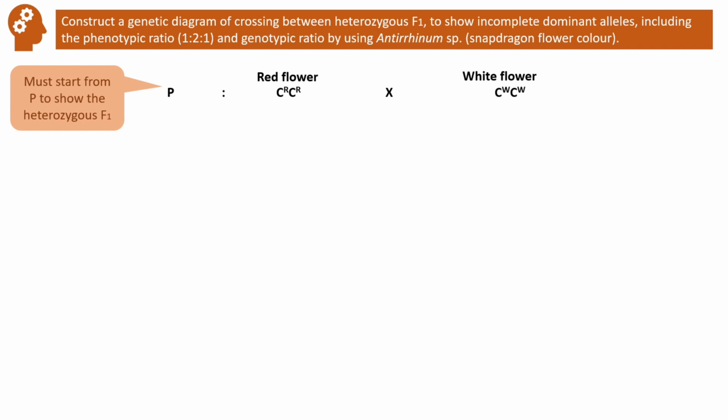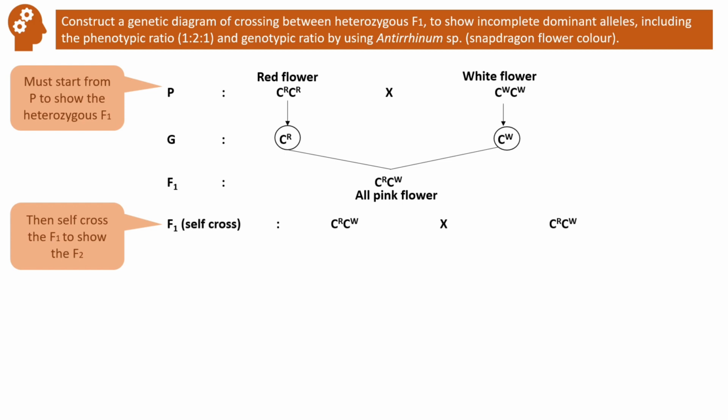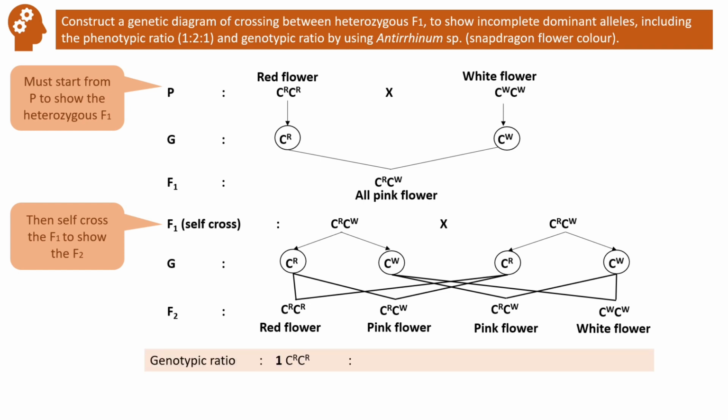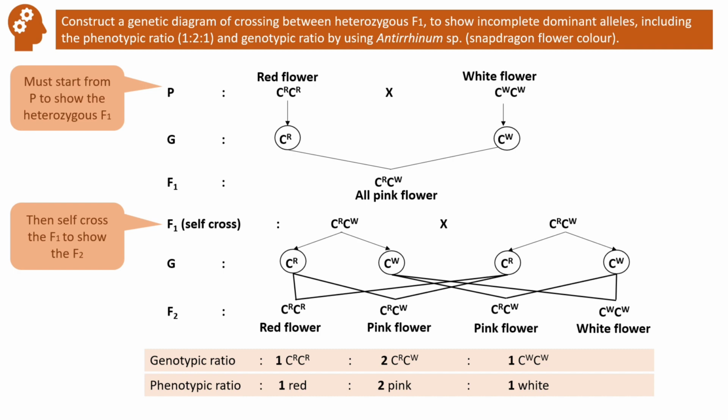Each parent produce gamete. Fertilization between gametes will produce F1, where all F1 are heterozygous CRCW with pink color. Then, self-cross the F1 to show the F2. F2 produced are homozygous CRCR with red flower, heterozygous CRCW with pink color, heterozygous CRCW with pink color, and homozygous CWCW with white color. So, from the genetic diagram, the genotypic ratio is 1 CRCR, 2 CRCW, 1 CWCW. Meanwhile, the phenotypic ratio is 1 red, 2 pink, 1 white.